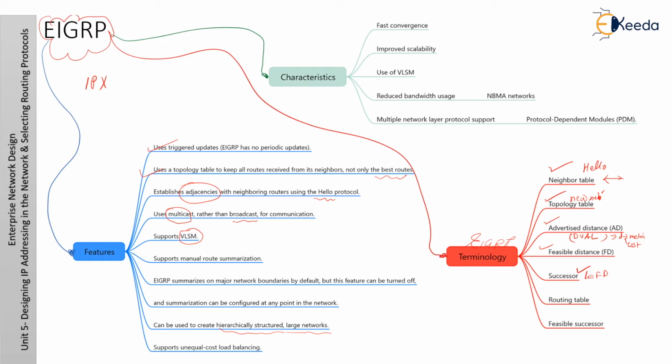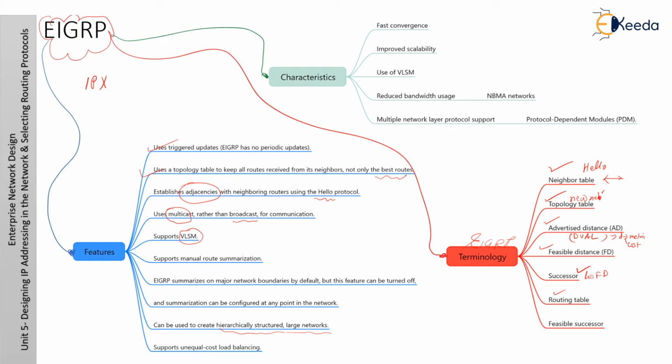Now come to the routing table. The routing table holds the best route to each destination and is used to forward packets. Successor routes are offered to the routing table. The router maintains one routing table for each network protocol.